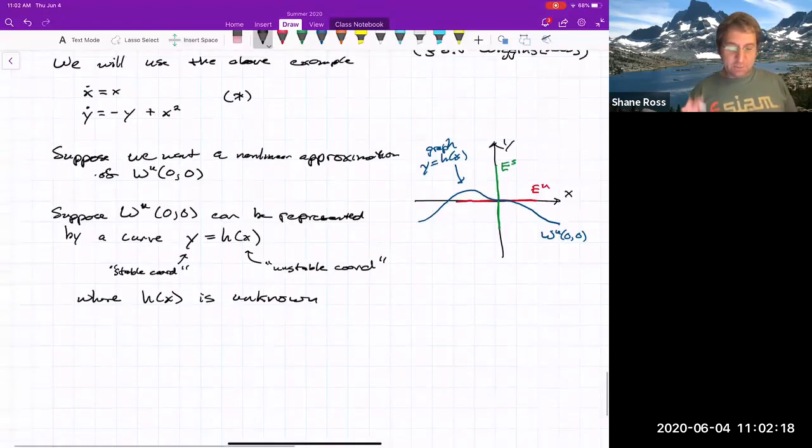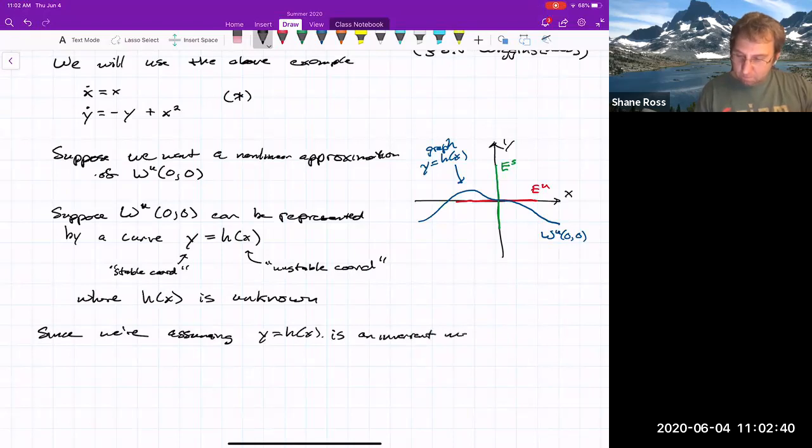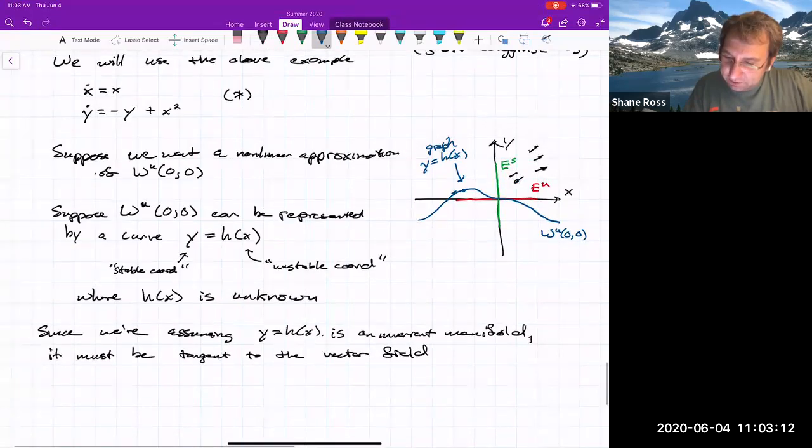All right. So we're going to use the property that we're assuming this is an invariant manifold. Since we're assuming that y equals h of x, this curve, is an invariant manifold, that means it must be tangent to the vector field. So at each point, it must be tangent to the vector field. Let me just plot some arrows. I don't know what it looks like. There's a vector field, and at each point along here, it must be along the vector field. I'm plotting it the way it should be if this is an unstable manifold: the arrows are going away. So we'll use that property.